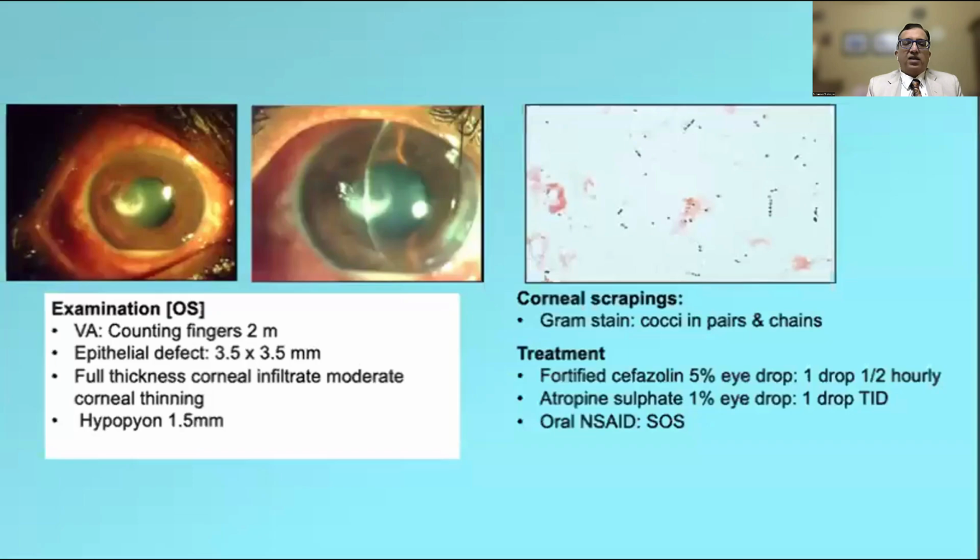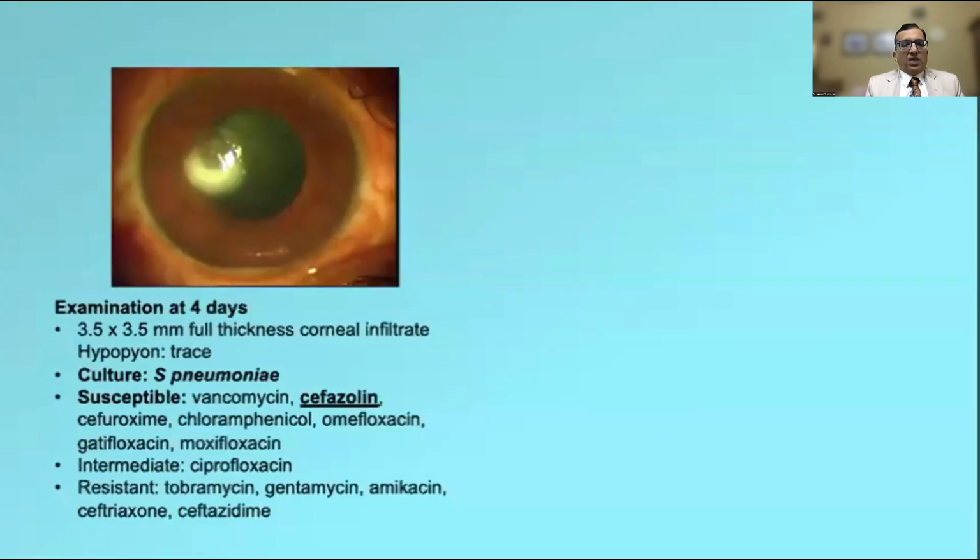So given that the ulcer was central, there was hypopyon, and the vision was less, we started the patient on a fortified antibiotic, cefazolin 5% eye drop, intensive dosing, 1 drop half hourly, and supportive treatment in the form of atropine sulfate and oral non-steroidal anti-inflammatory drugs. The culture came back positive for Streptococcus pneumoniae, and the antibiotic susceptibility report showed that the bacteria was susceptible to cefazolin.